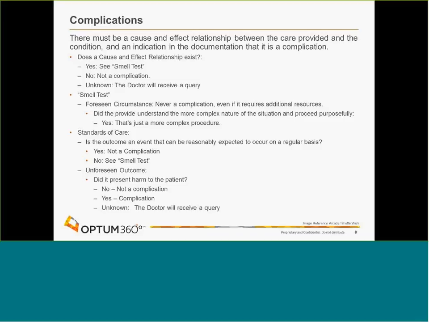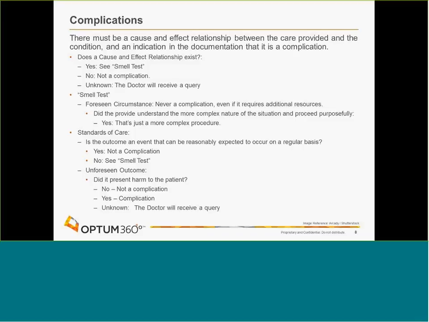So we wouldn't use any of the normal benchmarks to try and make this a complication, because it was known. What we're looking for is a situation where the surgeon is as surprised by the turn of events as everybody else. That type of unforeseen circumstance with a direct cause and effect relationship may be a complication that we have to report to the patient, and if it falls outside of the standards of care. So the next bullet point is the standards of care. If that particular outcome or occurrence is something that can reasonably be expected to occur on a regular basis, it's not a complication. It's just part of the standard care for that type of procedure.